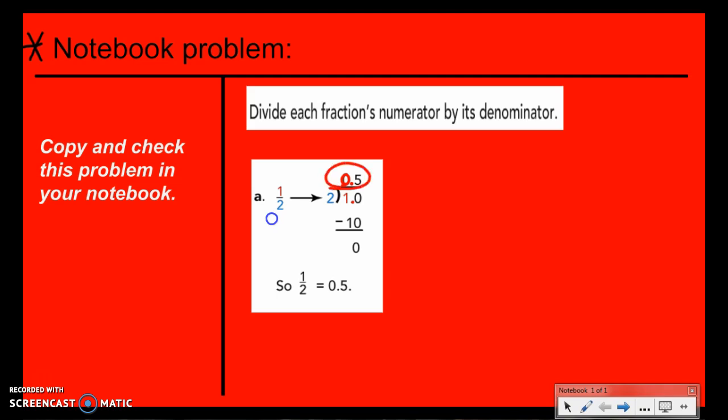This right here, guys, will be your answer. Okay, I saw a lot of confusion about that when you have no remainder. If you have no remainder, it's not going to be a mixed number. Right?